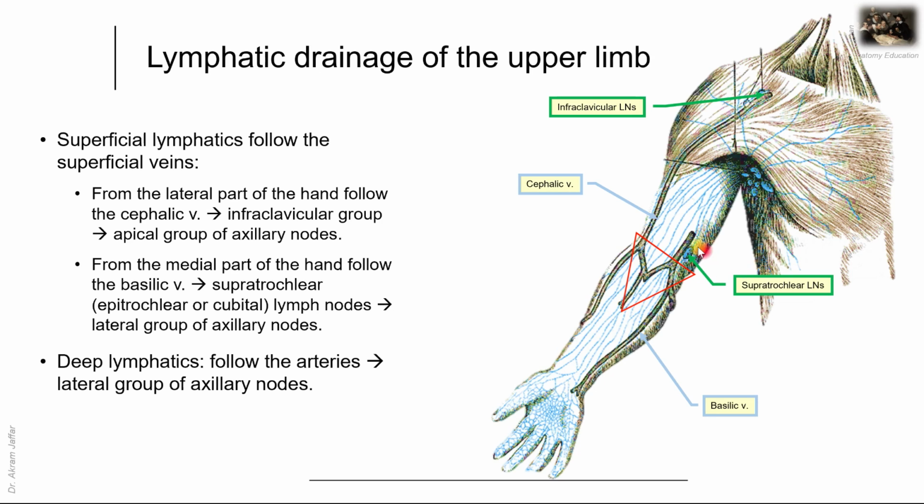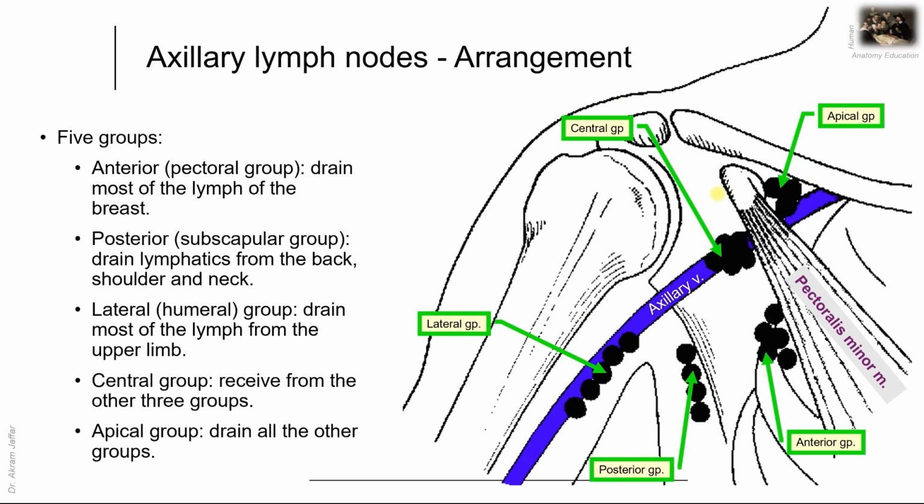And from there, the lymphatic vessels will drain to the lateral group again of axillary lymph nodes. So from the lateral side, they will go to the apical group of axillary lymph nodes after being filtered in the infraclavicular nodes. And from the medial side, they will be filtered in the supratrochlear lymph nodes, and then they will go to the lateral group of axillary lymph nodes. These are the superficial lymphatics, and the deep lymphatics, they follow the arteries, and they will end up in the lateral group of axillary lymph nodes.